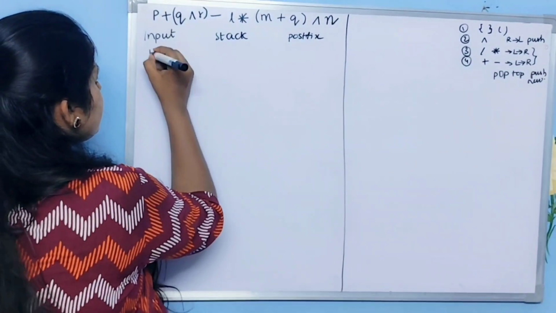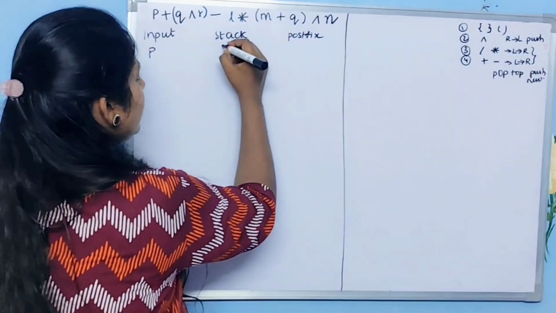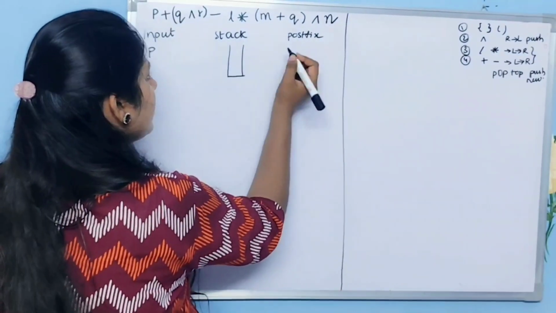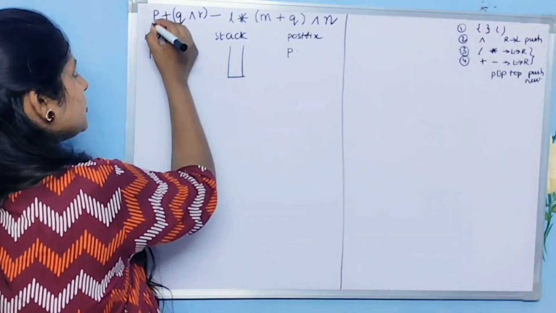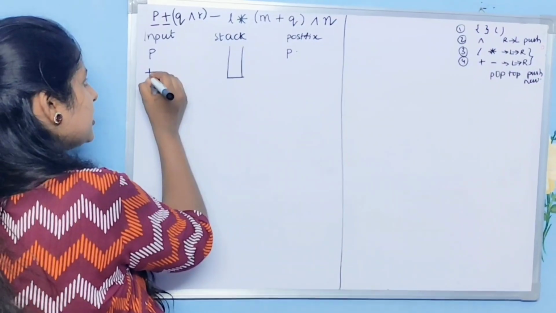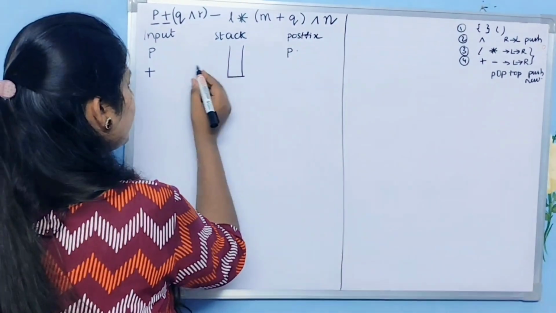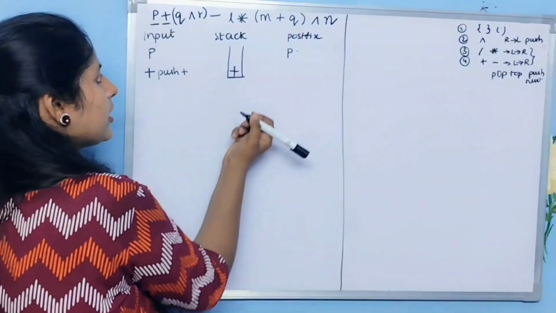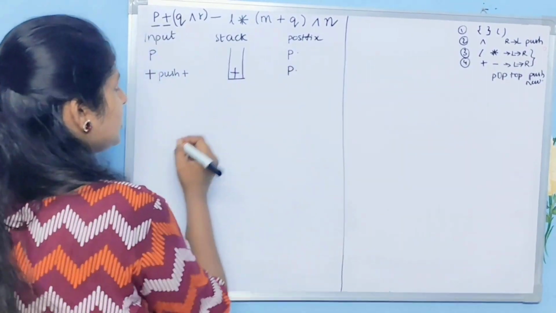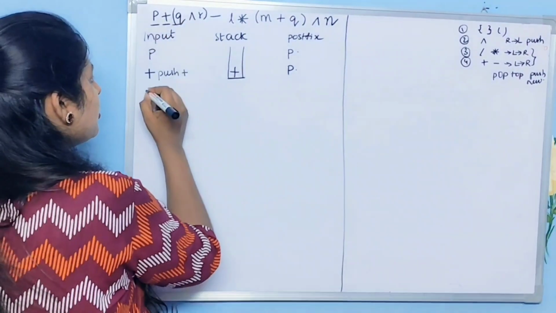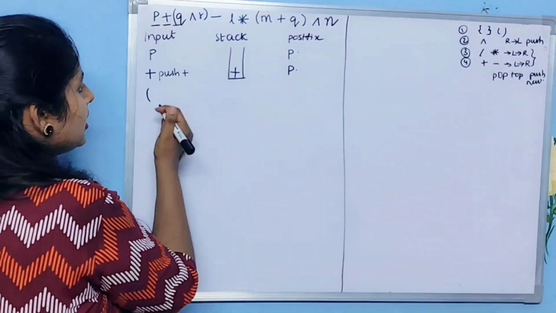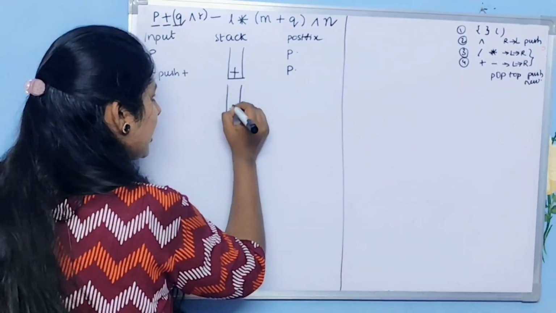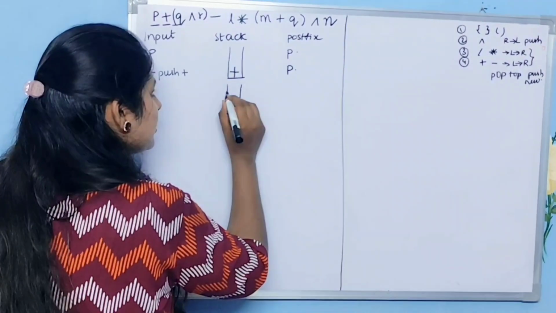So my input expression is P. So what I'll do, my stack is empty right now. So I will add P into postfix. Okay. Next plus. Since there are no elements, you can directly push plus. Now there is no change, so carry that. So again now open bracket, that means left parenthesis. In case you get the left parenthesis, you can directly add it into stack.